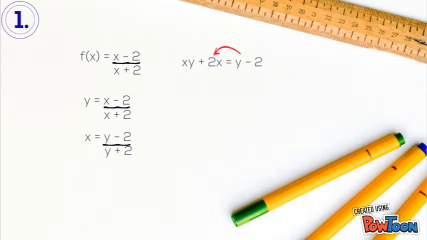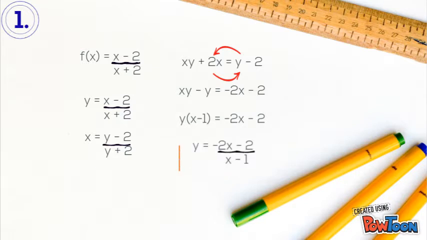Transpose y to the left side of the equation and transpose 2x to the right side of the equation, making xy minus y is equal to negative 2x minus 2. Factor xy minus y, making y times (x minus 1) is equal to negative 2x minus 2. Divide both sides by x minus 1, resulting to y is equal to (negative 2x minus 2) over (x minus 1), which is the inverse function.